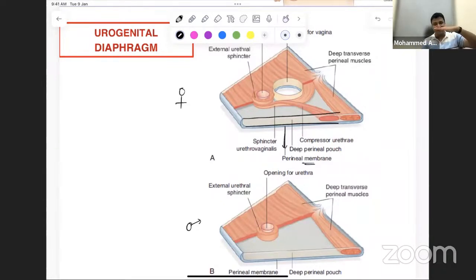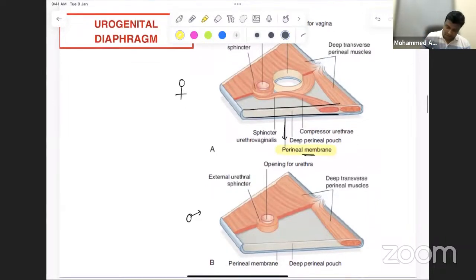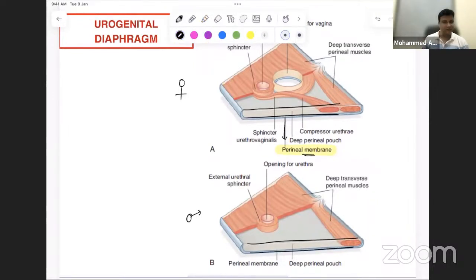So there will be two fascia, one above and one below. Superior fascia, and then inferior fascia. Inferior fascia is also known as what? Perineal membrane. I'm telling you again and again, please keep this in mind. There were questions asked based on that. I'll tell you at the end how they can frame a question based on that. Similarly, in males also, you'll have a superior fascia and then an inferior fascia.